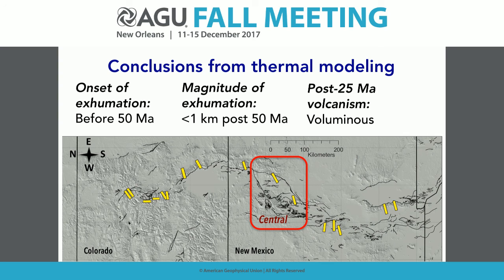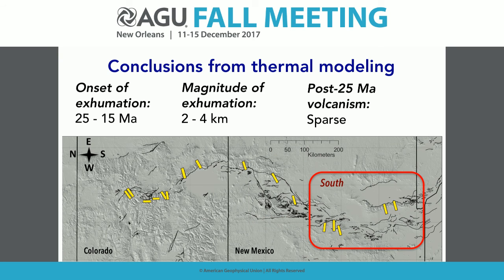So all of the exhumation that occurred in this central region happened during the Laramide orogeny, not during Rio Grande rifting. And so the magnitudes of exhumation that have happened in the late Cenozoic are less than about 1 kilometer, since that's what we can detect with our low temperature thermochronometers. And again, pointing out that the young volcanism is ubiquitous in this part of the rift.